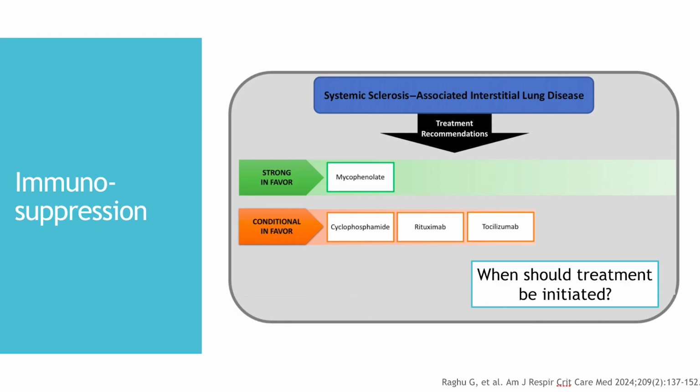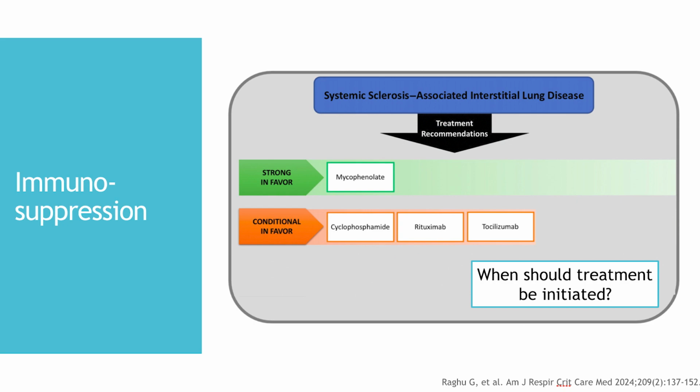The American Thoracic Society actually just this year put out a clinical practice guideline where they reviewed all the available clinical trials, observational studies, etc., that have been performed on treatment modalities in scleroderma ILD, and they provided an evidence-based recommendation for clinicians for what to do. That's where this figure is coming from. The strongest in favor therapy for scleroderma ILD is mycophenolate. You can see there are conditional in favor recommendations for a few other drugs like cyclophosphamide, rituximab, and tocilizumab. We'll talk about all of these medications in turn, but the strongest in favor is mycophenolate.